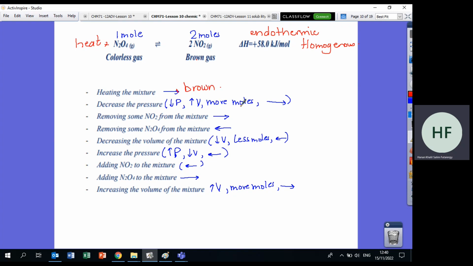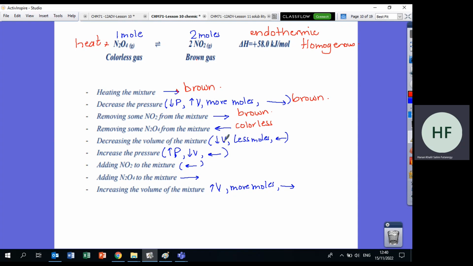Now decreasing pressure, increasing volume, goes toward more moles, so the reaction will move forward, the color will be brown. Removing NO2, my uncle's house doesn't have NO2, we will give them. The color will be brown. Removing N2O4, I don't have N2O4, my uncle's house will give me. So it will be colorless.